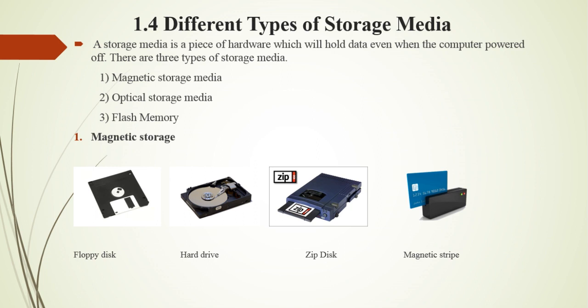The first thing we are going to see is magnetic storage devices. The most commonly used storage devices in today's time are magnetic storage media. These are affordable and easily accessible. A large amount of data can be stored in these magnetized mediums. Some examples of magnetic storage media are floppy disk, hard drive, zip disk, and magnetic stripe.